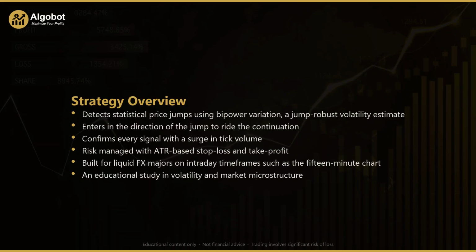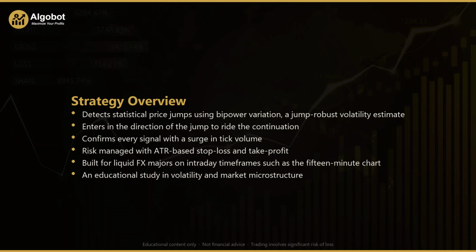Let's dig in. So what does this expert advisor actually do? At its heart, Bipower Variation Jump Breakout is a jump detection strategy. Most volatility measures, like the plain sum of squared returns, blend two very different things together: the smooth, continuous breathing of price and the occasional sharp jump caused by news, a stop cascade, or a sudden lack of liquidity.